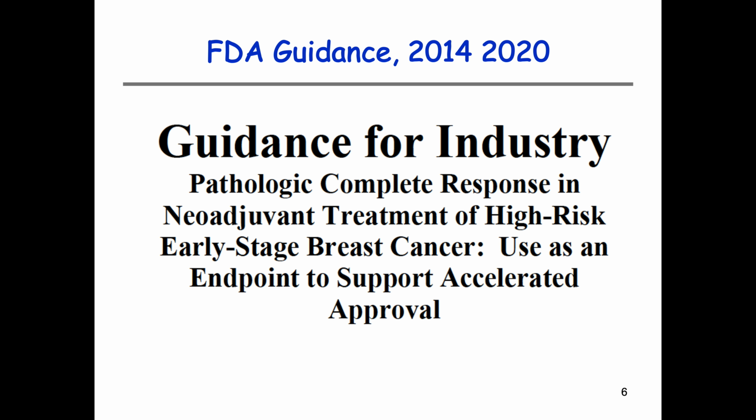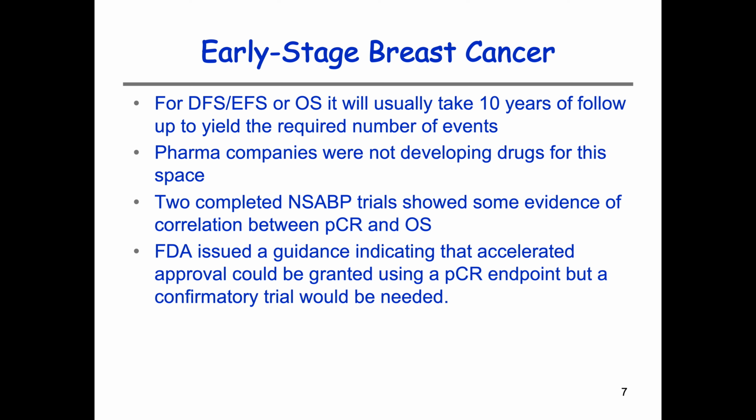In both 2014 and then revised in 2020, the FDA issued a guidance for industry on pathologic complete response in neoadjuvant high-risk early-stage breast cancer. And it can be used as an endpoint to support accelerated approval. Well, why did we need this?